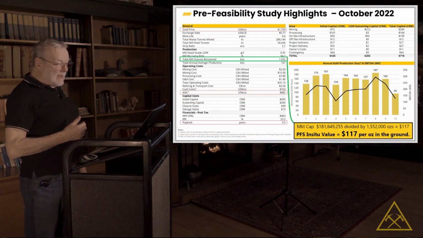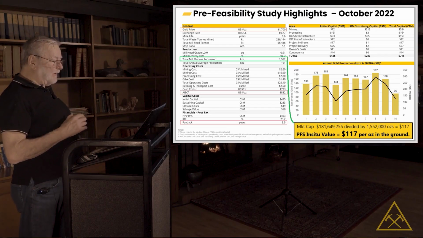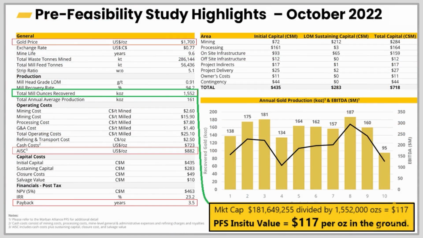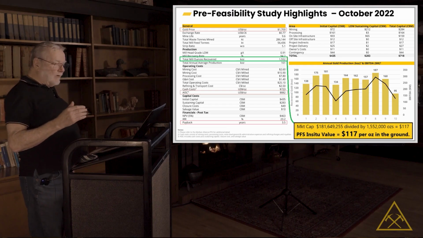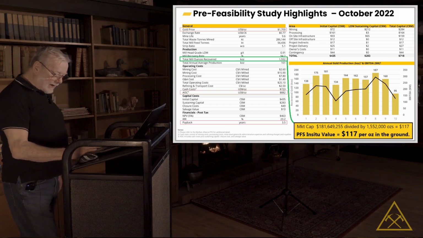Now this is when Agnico Eagle did their study. I'm not sure if it was completed by Q3 or whether it was done by Agnico, but the pre-feasibility study came out just before the deal closed, if I remember correctly. You can check on that. But they had a higher standard here, and this is like the pre-feasibility, which would be done by independent consultants, and they established that it's $117 an ounce in the ground, and that was the price that the deal closed at.